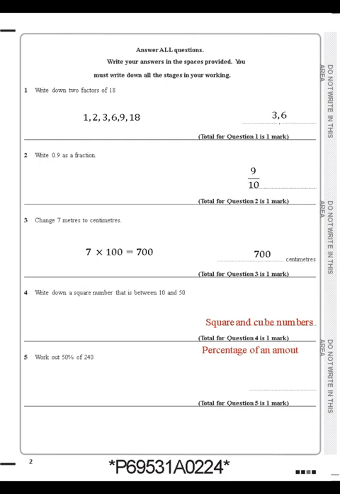Write down a square number that is between 10 and 50. So one square number could be 16, or you could say 36 or 25.